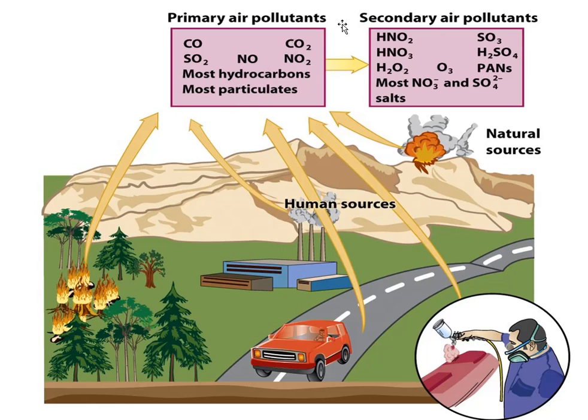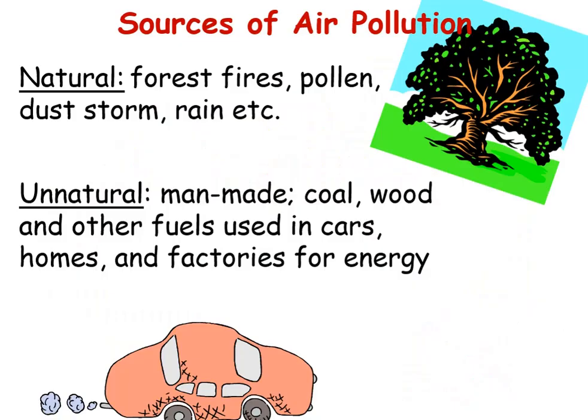Once they react with the moisture in the air, they can make carbonic acid, nitric acid, sulfuric acid, various types of pollutants. This is called secondary air pollutants. Sources could be classified as natural and unnatural.